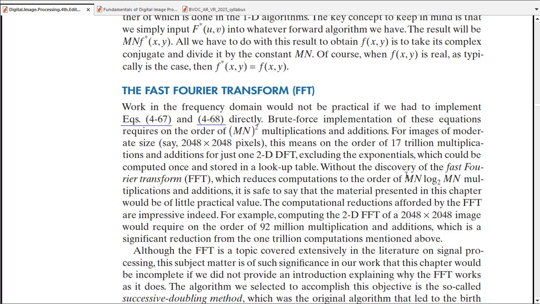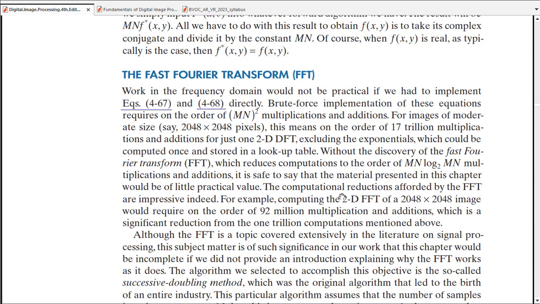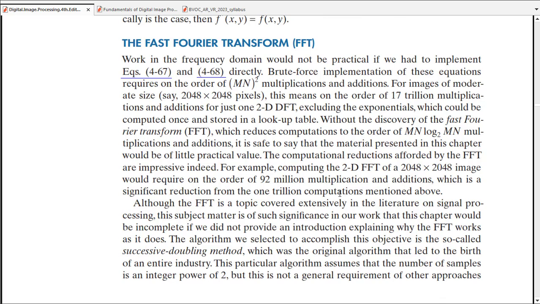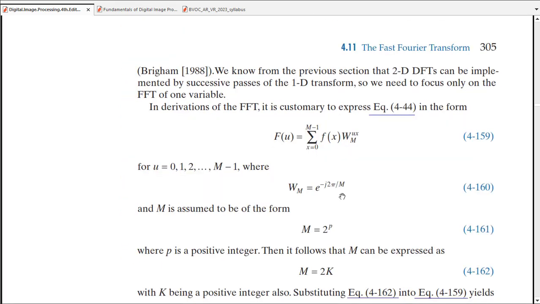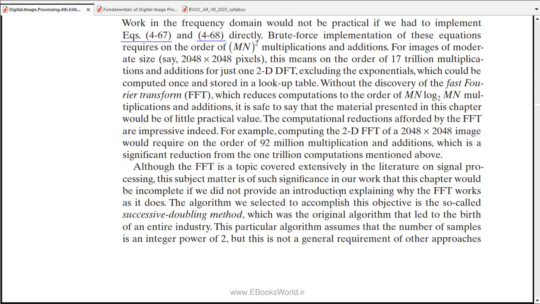In this material, the order of computational work is MN log2 MN. So multiplications and additions are saved, as presented in this chapter. The practical value of the FFT is impressive. The computation of a 2D FFT for a 2048 by 2048 image comes to the order of 92 million multiplications and additions.